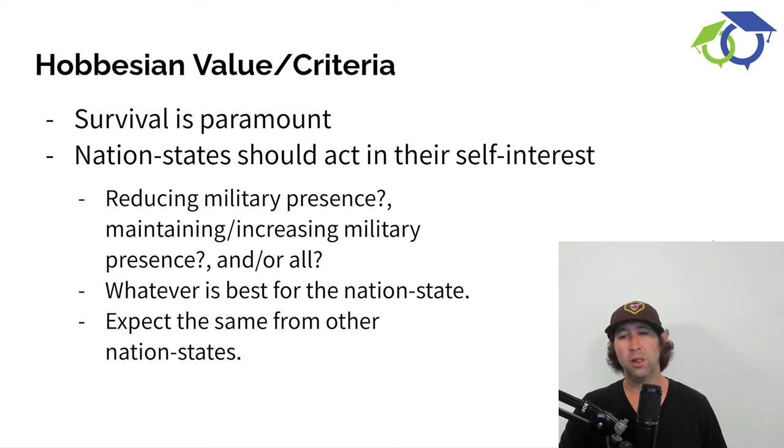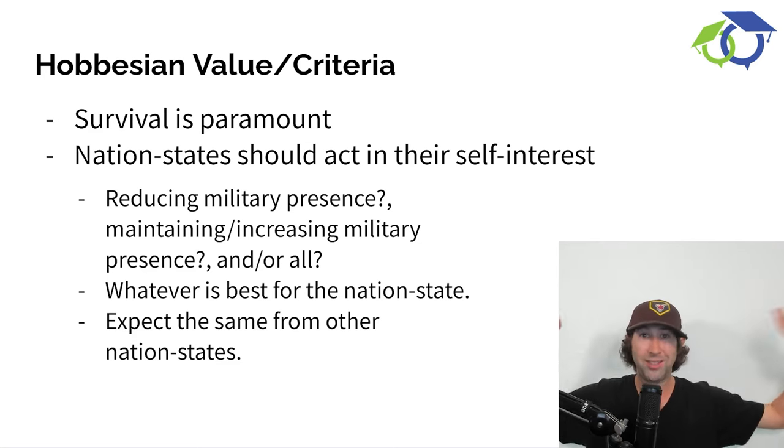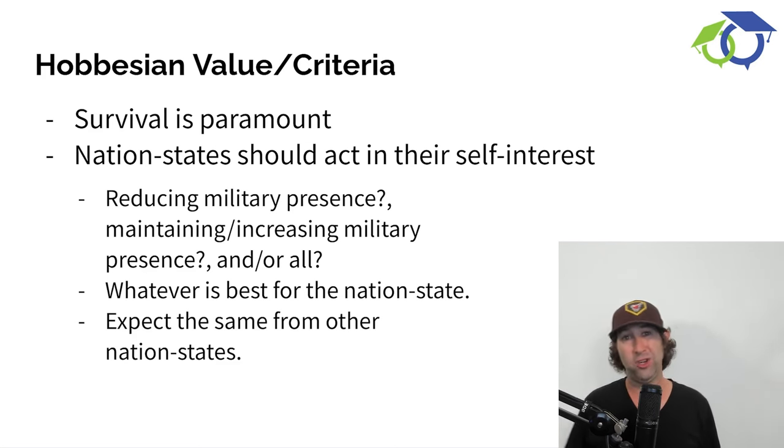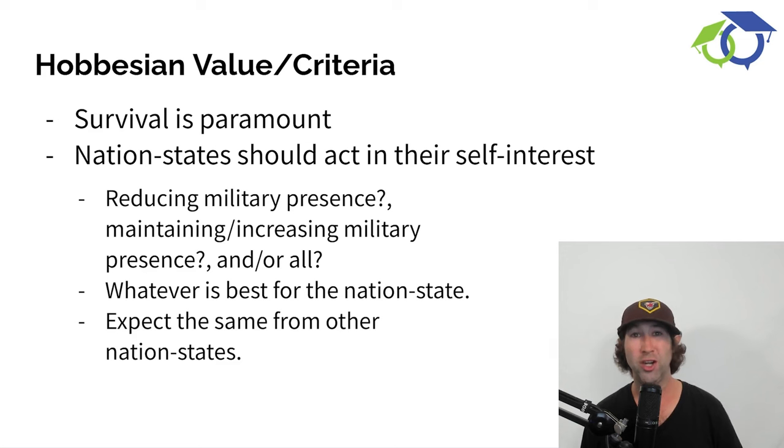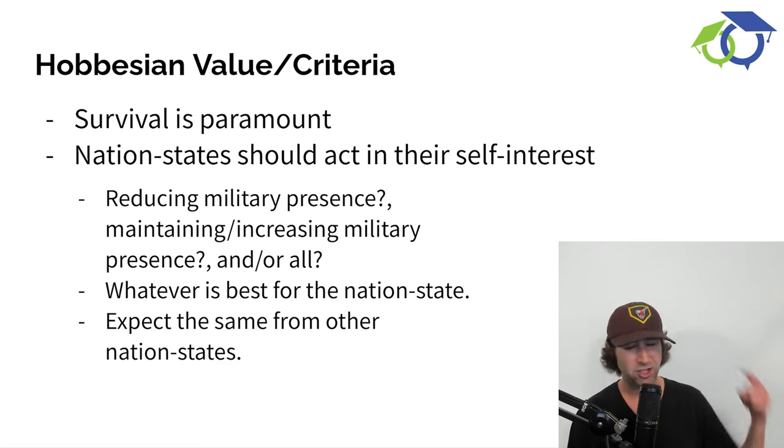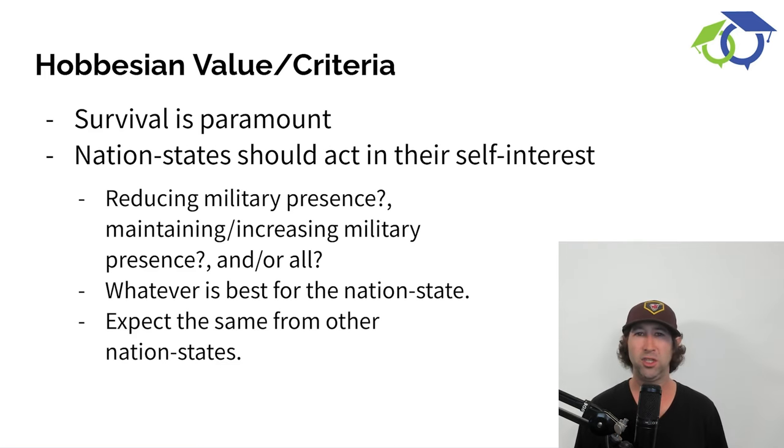Well, a lot of Hobbesian theorists tell us what we need to do as nation states, okay? They tell us that, well, hey, out there, it's chaos. The world is trying to kill you. A lot of people are trying to kill you. Bears are trying to kill you. Sharks are trying to kill you. The weather's trying to kill you. The space is trying to kill you. The air is trying to kill you. Everything's trying to kill you, and you got to survive. That is the paramount thing that you need to do.